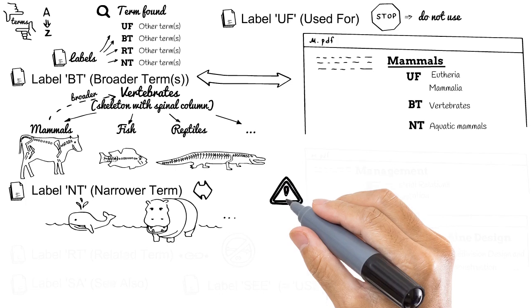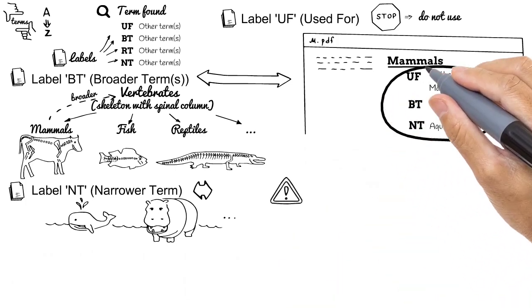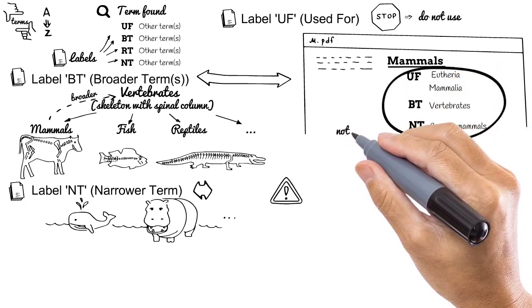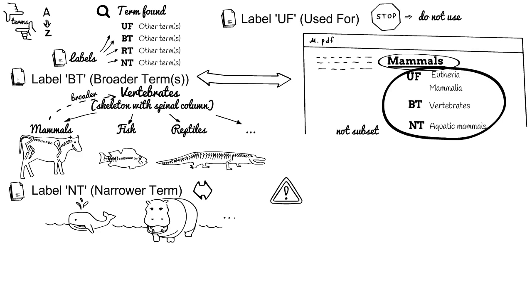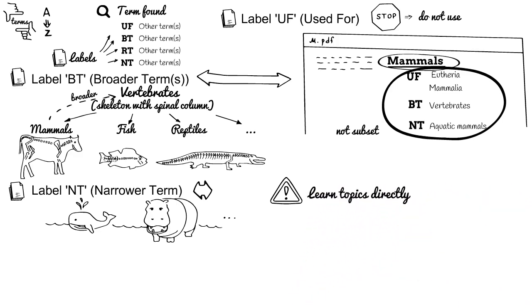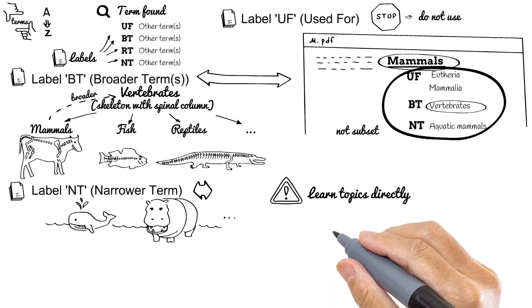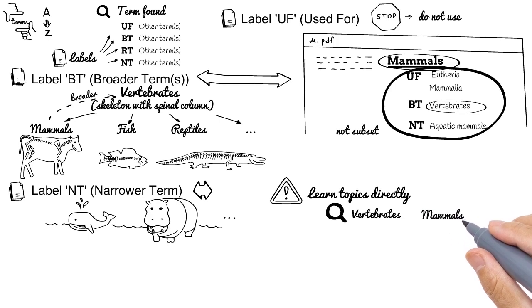Important: few not obvious intuitive points. BTs, RTs and NTs are not subsets or subdivisions of the boldface term they are labeling. They are not included in the coverage of the boldface term. If you want any of these subjects, you must look for them directly. For example, if you figured out that vertebrates is a narrower term for mammals, if you need to check details about vertebrates, please look for vertebrates term separately. No need to check mammals topic.